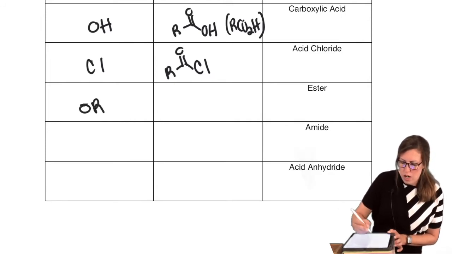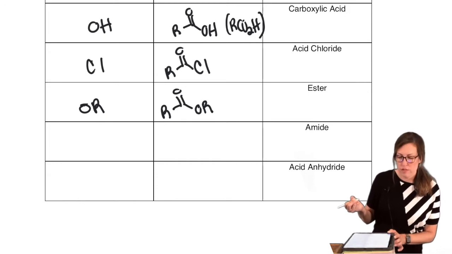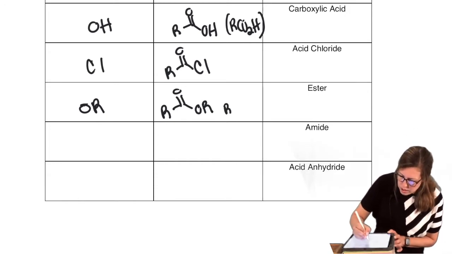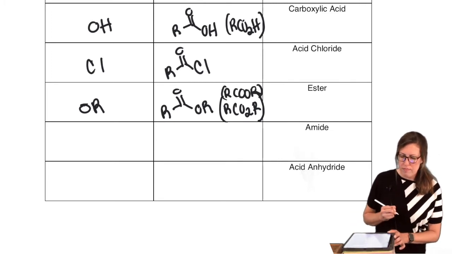What if we have OR? So instead of having an OH, we have an OR. That gives us an ester. And that one is commonly abbreviated because we have a whole section with lots more to do with esters. RCOOR is another way to do it.